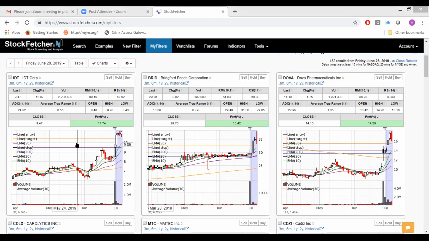Okay, so I have to close this and go back to historical. No, you don't need to close it. Just click historical right away. Oh, where is it? On here, I don't see. Right where the very top of where you have IDT Corporation, you have 3M, 6M, 1Y, 2Y, 2 years, whatever. Then historical. The blue link.